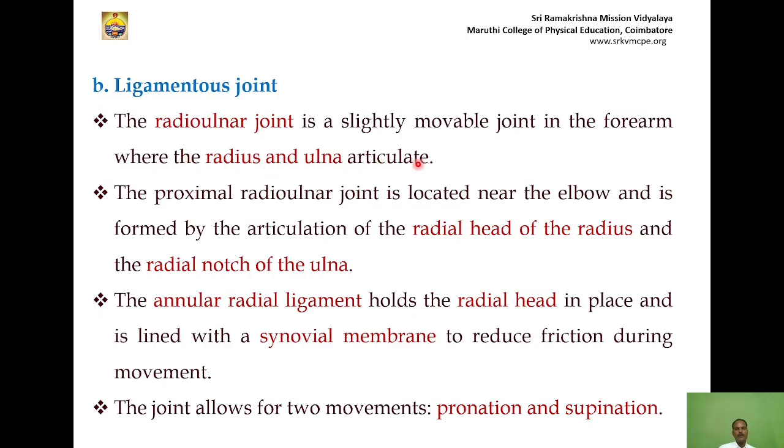Radius bone and ulnar bone join together. That joint is called the radio-ulnar joint. This is the example for a ligamentous joint.